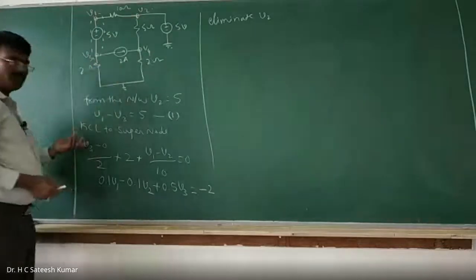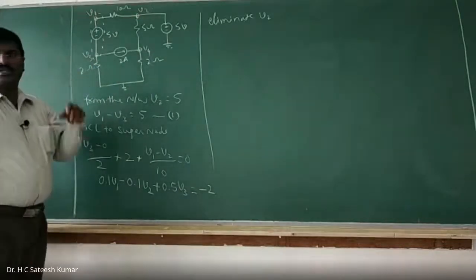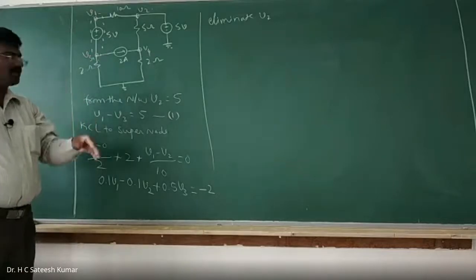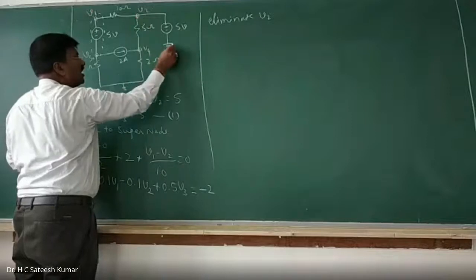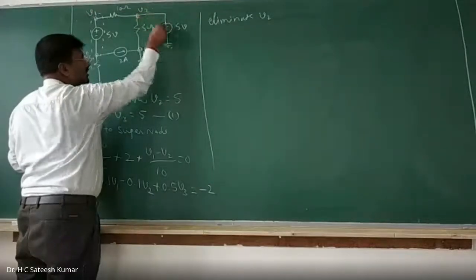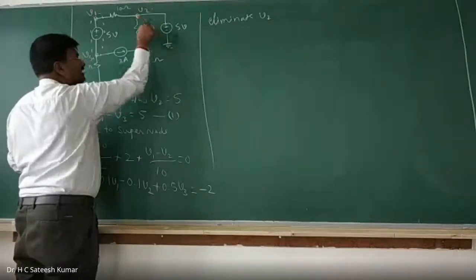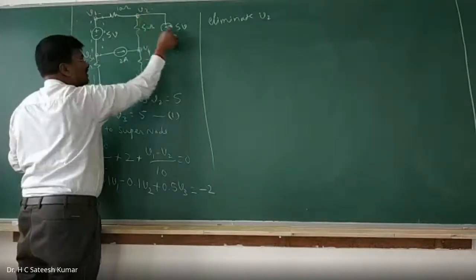No problem, we can apply it. Now, 4 unknowns are there. Therefore, we will have to reduce it to 3 equations. From the network, between V2 and ground, there is a voltage source without any series resistance. Then you need not apply KCL to the node V2. Therefore, V2 is given directly as 5 volts.